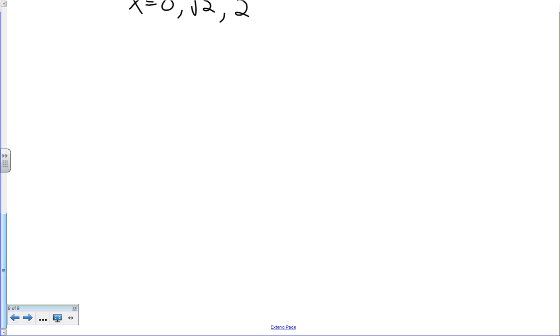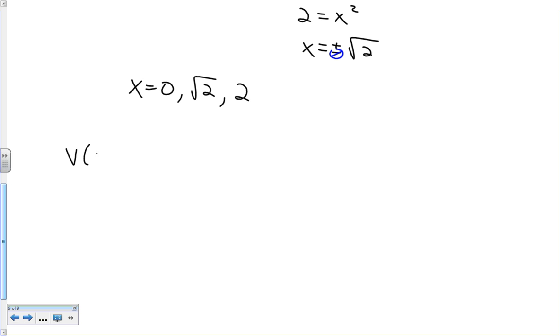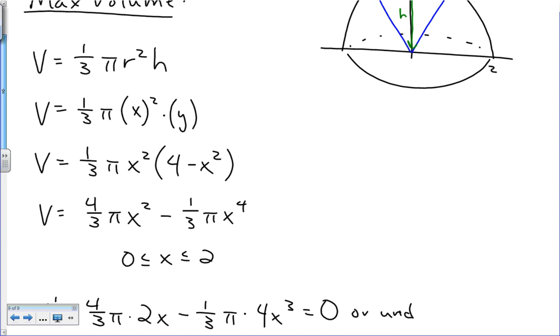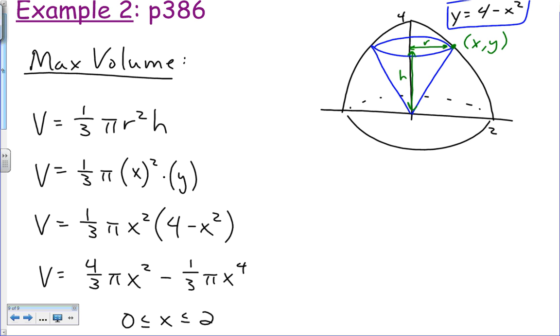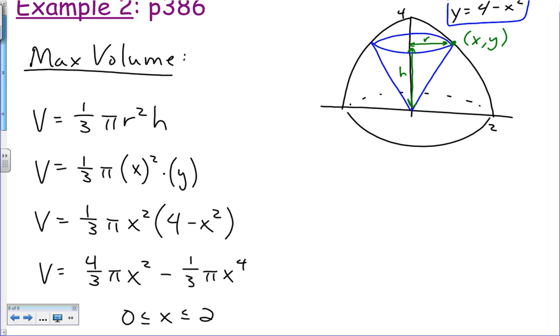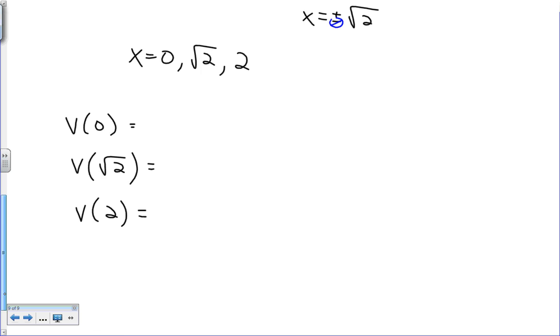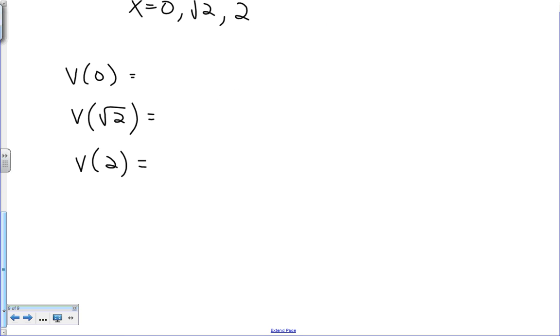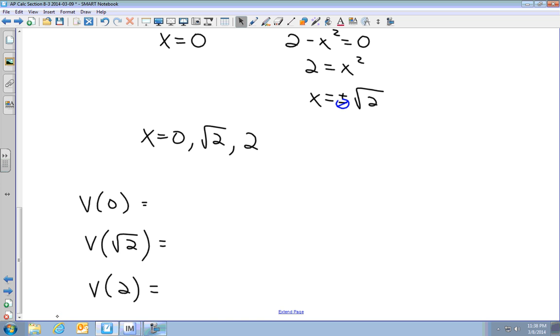So let's take our volume equation and plug in those three values. I've got to find my volume at 0, my volume at the square root of 2, and the volume at 2. Now again, even if you go back to the graph of this, you can see why the endpoints aren't going to make any sense. If I make the x value, which is the radius, equal to 0, I'd have the tallest cone I could have, but I'd have no radius, so there'd be no volume. And if I make the radius as large as possible, equal to 2, I'd have the biggest radius, but I would have no height, so the volume would be 0 again. So I'm expecting to get zeros at the endpoints, which means I'm fully expecting to have my solution right at the square root of 2.